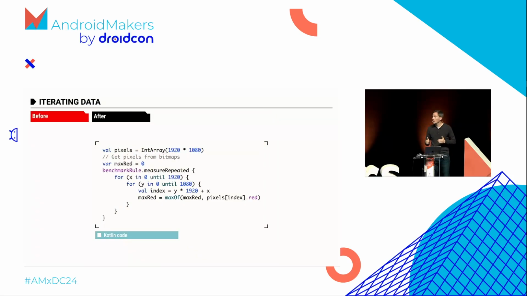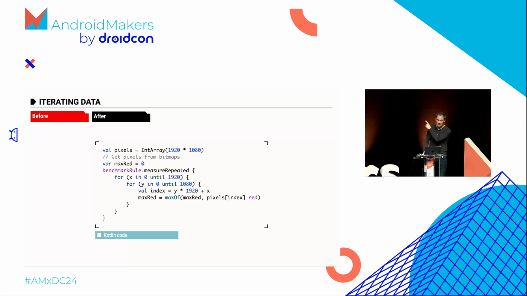All right, so let's look at the first optimization. Here we have a benchmark. We have a simple loop. We are looping over all the pixels in a bitmap, and we're just looking for the pixel that has the largest red value. Can any one of you tell me what's wrong with that code? You can just raise your hand, I'm not going to check. So, okay, none of you.